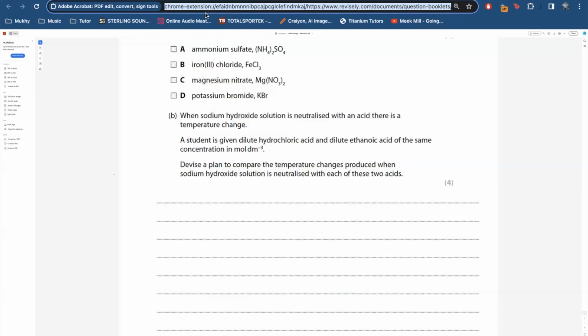So then, is that just like setting up the titration experiment? Exactly, pretty much like that. But this is a temperature one, not titration, but it's similar, right? It wants you to devise a plan to compare temperature changes produced when sodium hydroxide solution is neutralized with each of these two acids. So what do you think you'll do?